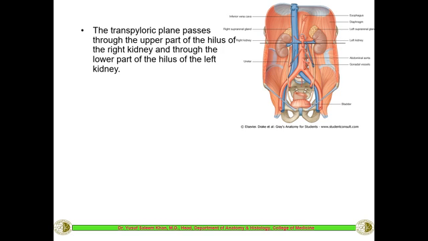Okay, the lower part of the hilum of the left kidney. So this transpyloric plane will be passing through the upper part of the hilum of the right kidney and the lower part of the hilum of the left kidney. This indicates that the right kidney is slightly lower compared to the left side. So this plane is called the transpyloric plane.